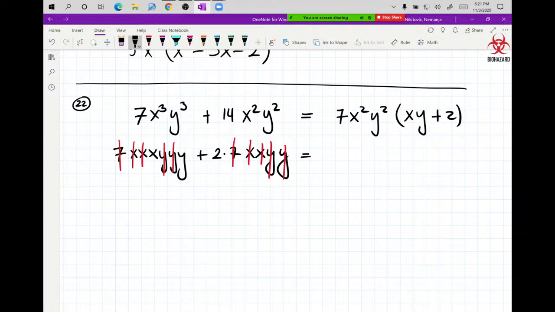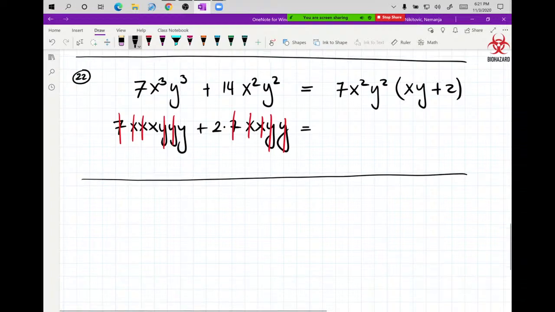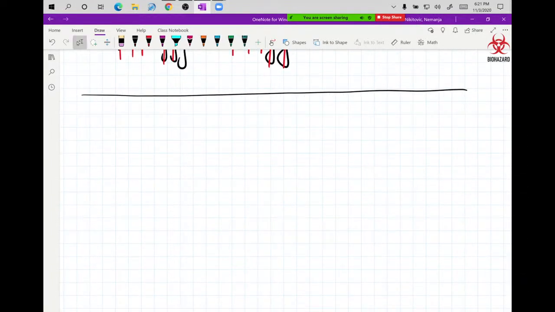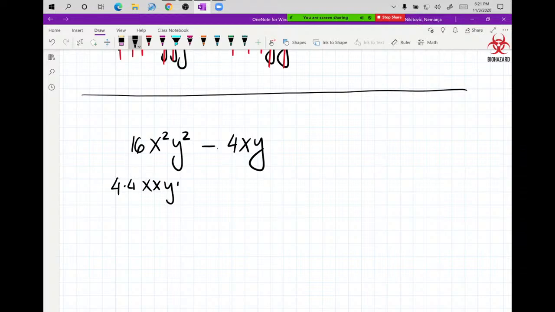All right, now let's put a little twist on all of this. Not a twist, but it's a mistake that kind of creeps up and ruins your grades. So let's take a look at 16 x squared y squared minus 4xy, for instance. So this is the same as before, right? There's nothing special there. You have your 4 times 4, you have your x's, you have your y's.